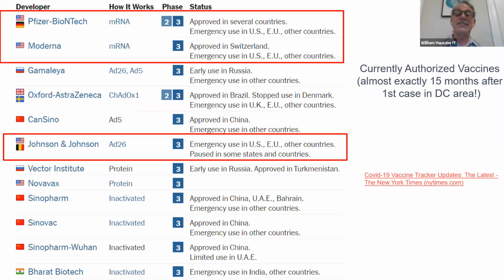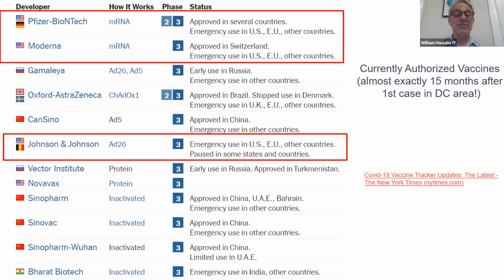These are the vaccines that are out there. I just want to give you an idea of the current list as of yesterday. There's a great website in the New York Times, COVID vaccine tracker. These ones in the red box are the 3 that are currently licensed in the US. You undoubtedly are familiar with the Pfizer, the Moderna, and the J&J, and we'll talk about those in a minute.